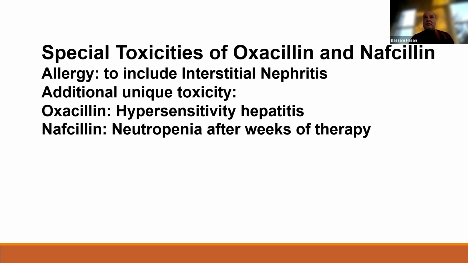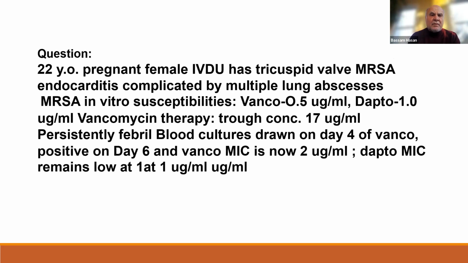You have to monitor the blood count, because you may see neutropenia after maybe 2 to 3 weeks of therapy. What happens here is what they call maturation arrest in the bone marrow caused by nafcillin, and then you have to stop the drug and find an alternative. Although this is reversible, re-challenging the patient with the same antimicrobial will cause the same problem down the road.